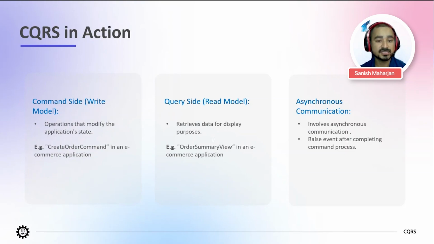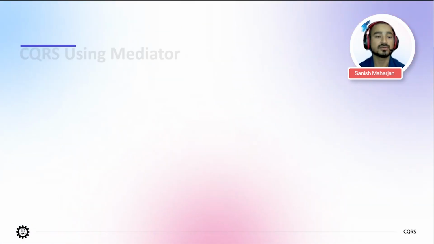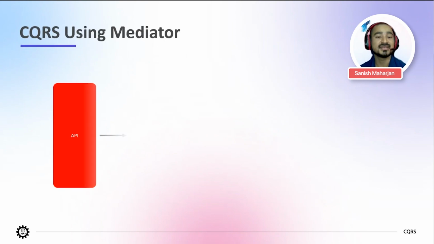And next we have the query side, which retrieves the data for display purposes without changing the state of the system. If we take the example of an e-commerce application, the order summary view would go in the query side. And the last one is asynchronous communication, which is required to keep the read and write models from being in an inconsistent state. Okay, before going to the demo, I'd just like to talk about the mediator, what the mediator actually is.